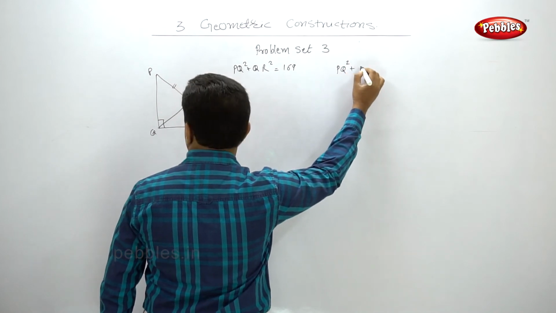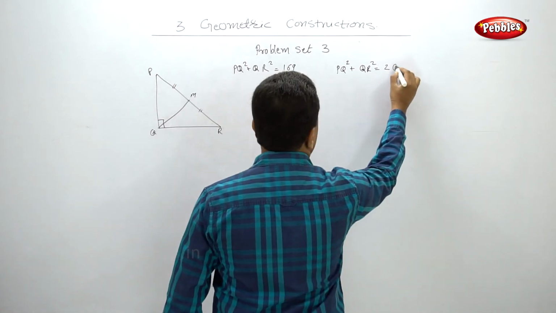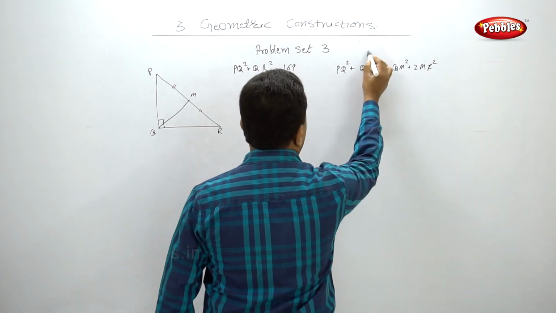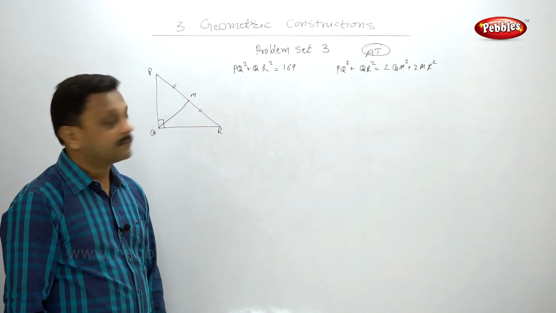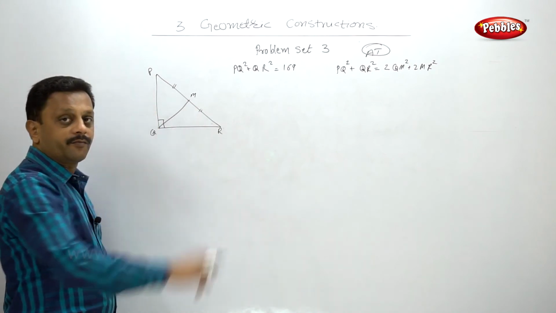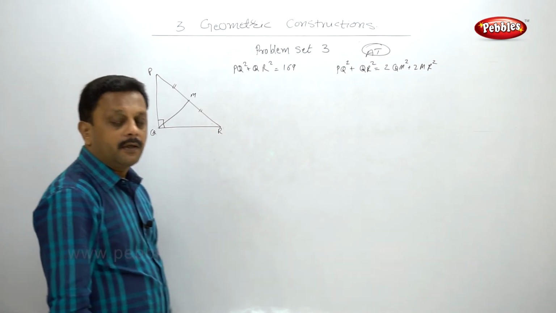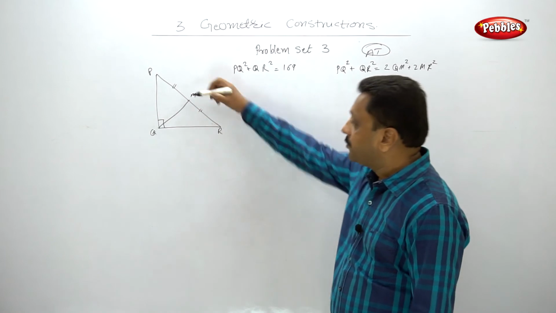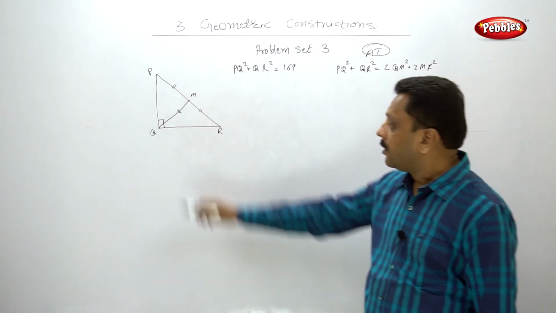PQ square plus QR square is equal to 2QM square plus 2MR square. This is Apollonius's theorem, if you remember. Now one more thing we know, that this is a right angle triangle and the median to the hypotenuse is half of the hypotenuse. That means these three sides are equal. Correct? QM is equal to MR.